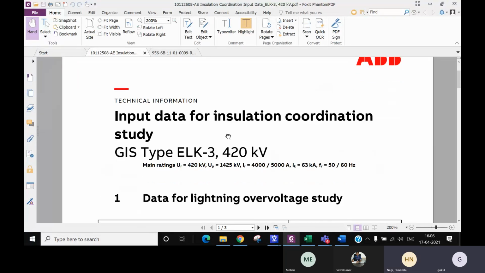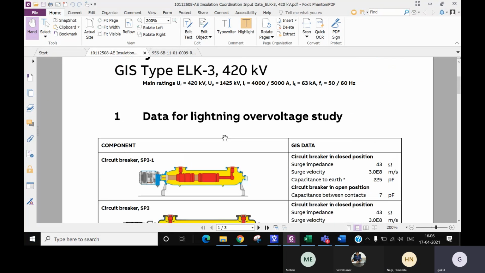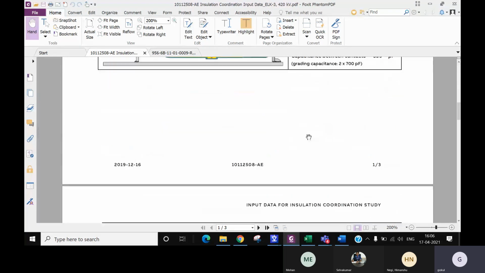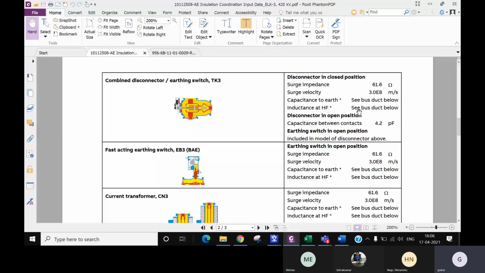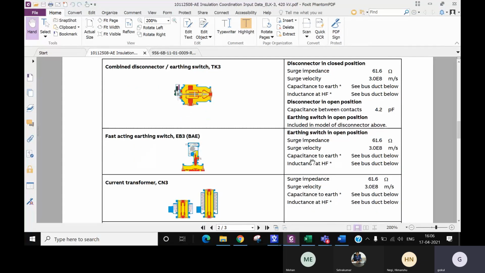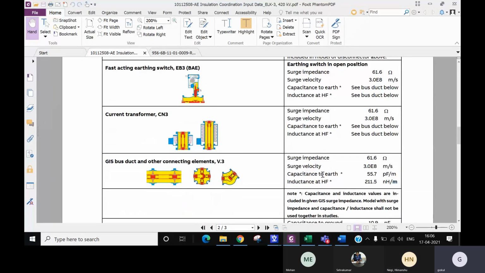Okay, that would be good. So I will share this file. You can take all those values, like all the values I have taken from here. For a disconnector, they are saying see bus duct below. So that same value you can take from the bus duct.